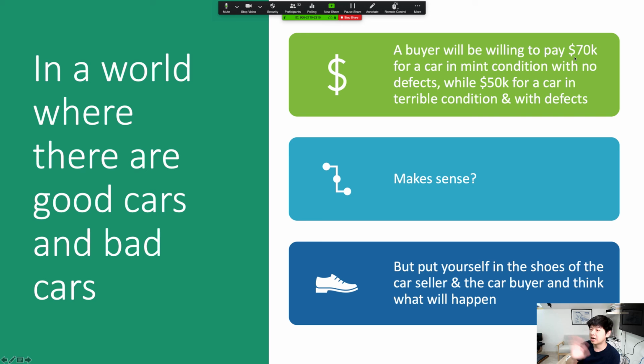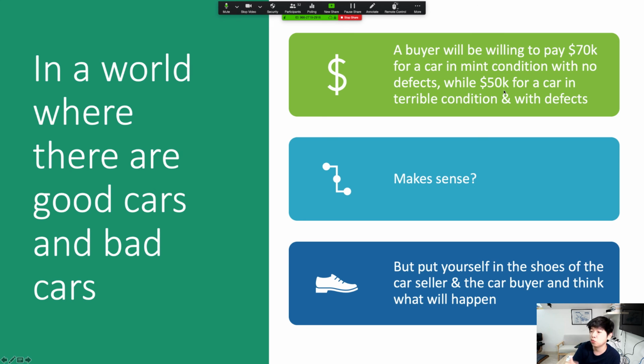So good car sellers will exit the market. They'll say, screw you, I'm not going to let go of my car at 60k because my car is a good car, so I don't want to sell to you. They'd rather keep the car. So what is left in the market will be bad car sellers who are willing to sell at 50k.